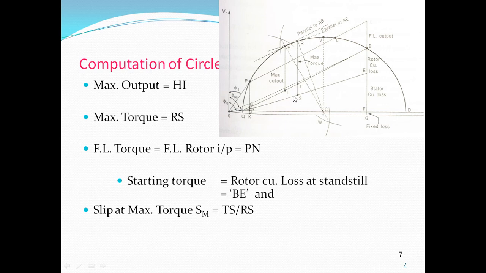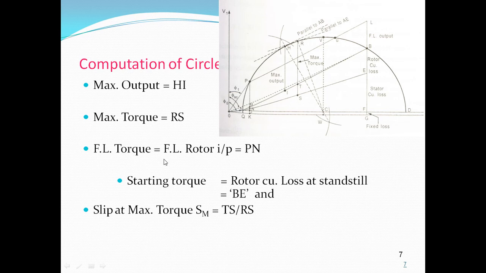Likewise for maximum torque. Where is the torque line? AE is the torque line. We draw a line parallel to this torque line AE and tangent to the circle, that is this dotted line, which touches at a point R. From R draw a vertical line. So this RS represents the maximum torque.